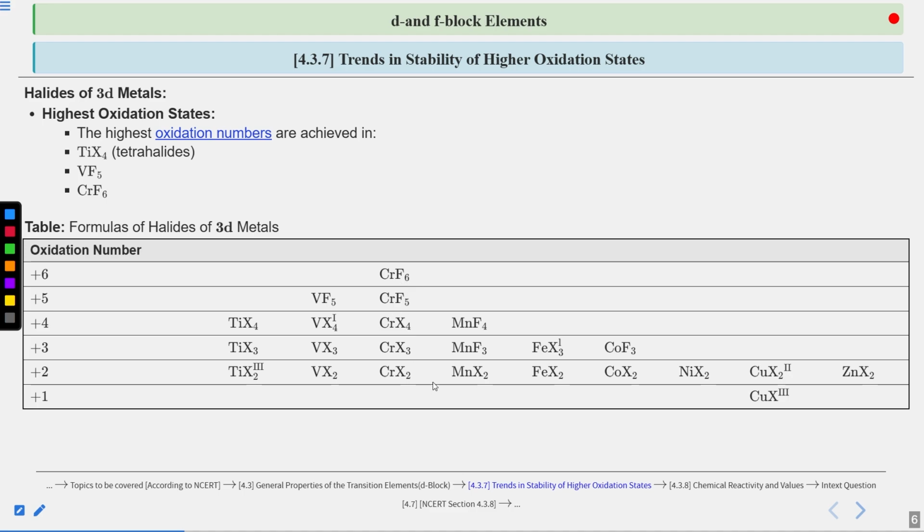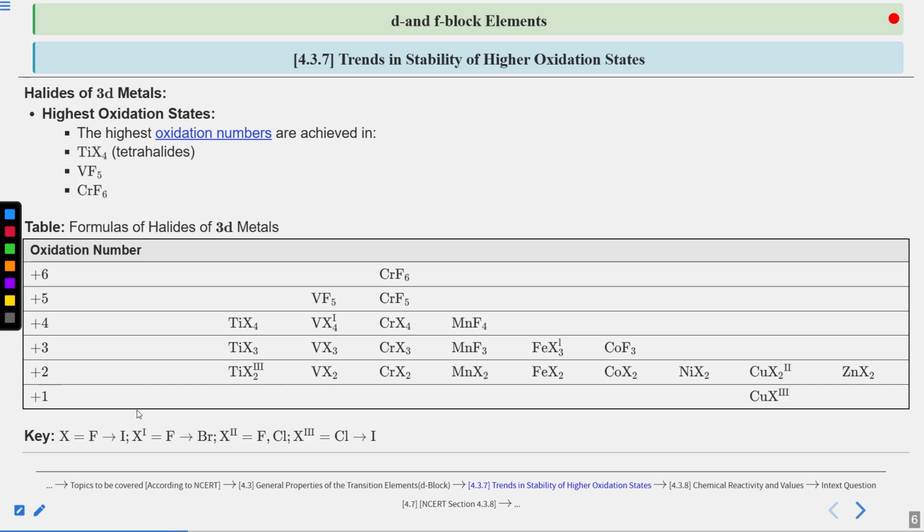If you see, copper forms only CuX2 and CuX. Zinc only makes halides in one oxidation state, that is +2. Nickel is also in one oxidation state, that is +2.